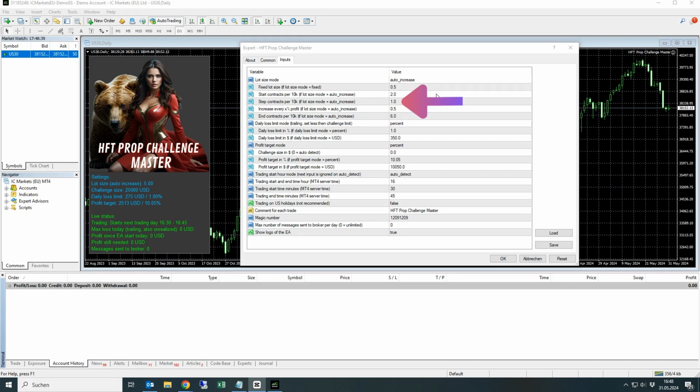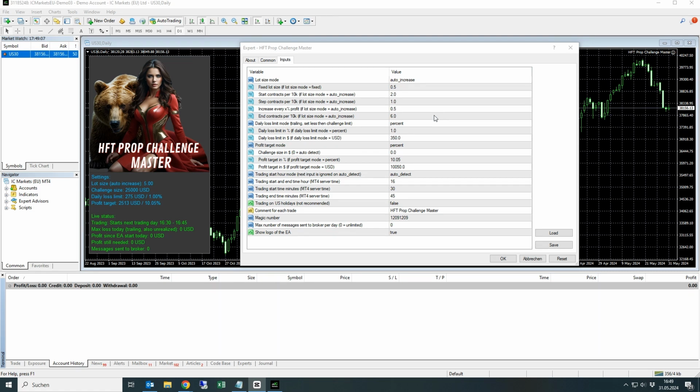The next setting means how many contracts per $10,000 should be added after the first profit step, in this case when 0.5% is reached. And with the end contracts, it is defined when it should stop increasing. In this case, 6 contracts per $10,000, which is 60 lots on a Nova funding account for a 100K challenge, or 6 lots at 8-cap.